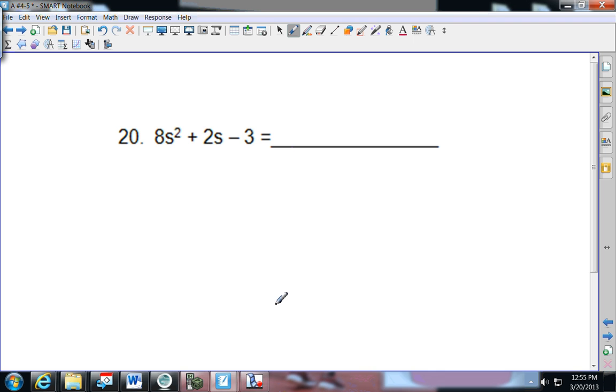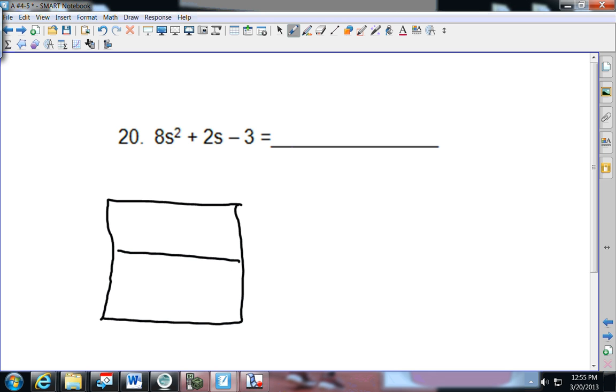Number 20. I look at number 20, and the first thing I think is, what is the GCF? Well, 2 is the smallest number. 2 goes into 8, but does 2 go into 3? Nope. So there is no GCF, so I can go straight to the box. Now, top left-hand corner is 8s squared. Bottom right-hand corner, -3. Something s, something s.